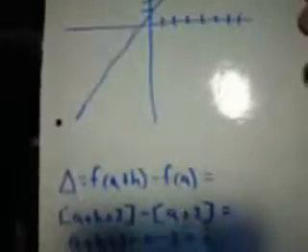So how do we figure this out? Okay? We have the Greek letter delta right down here. And delta is a symbol for change. Okay, that's the Greek letter for change. Alright, so you have change, which is going to be equal to the function of a plus h minus the function of a. Alright? We're going to subtract the function of a from the function of a plus h.